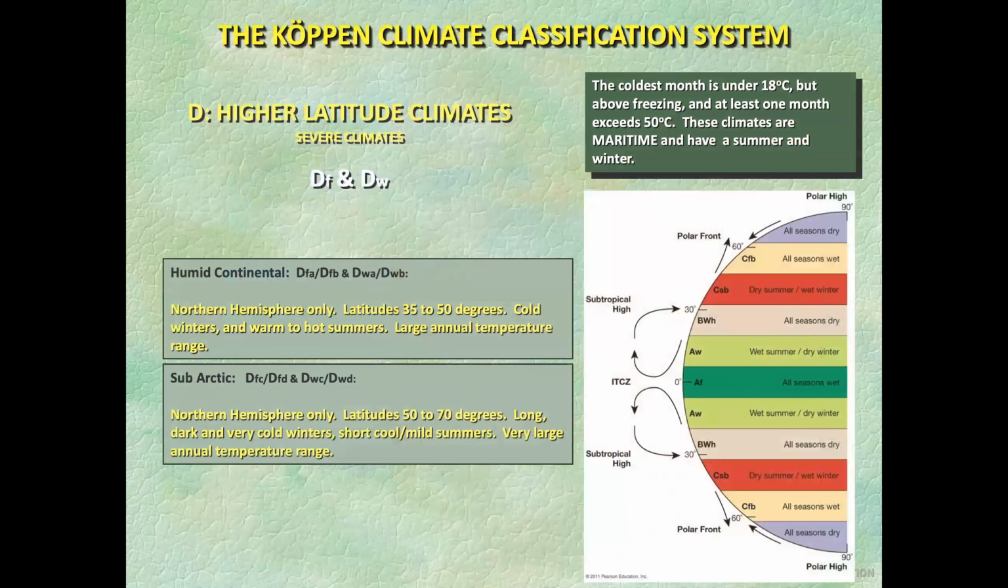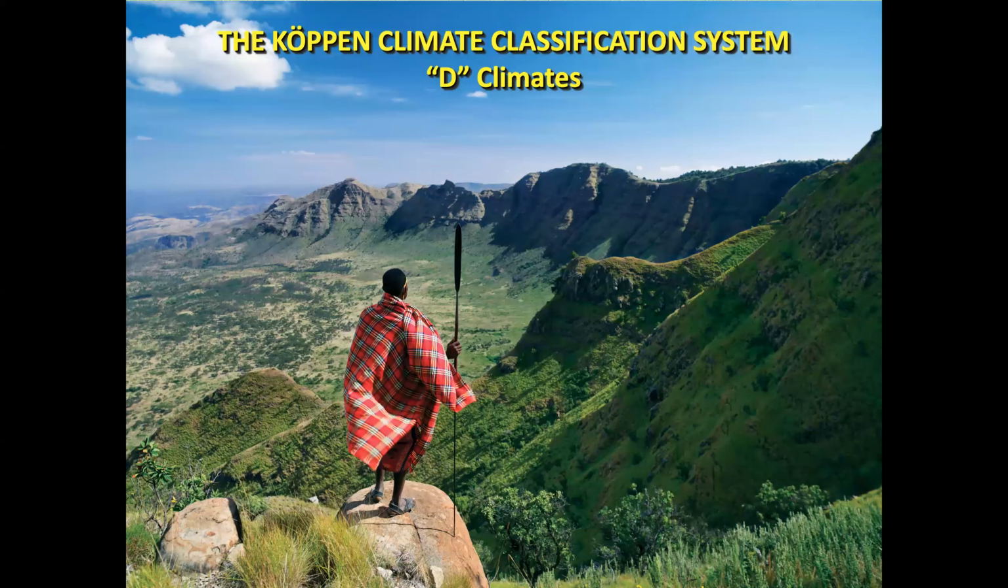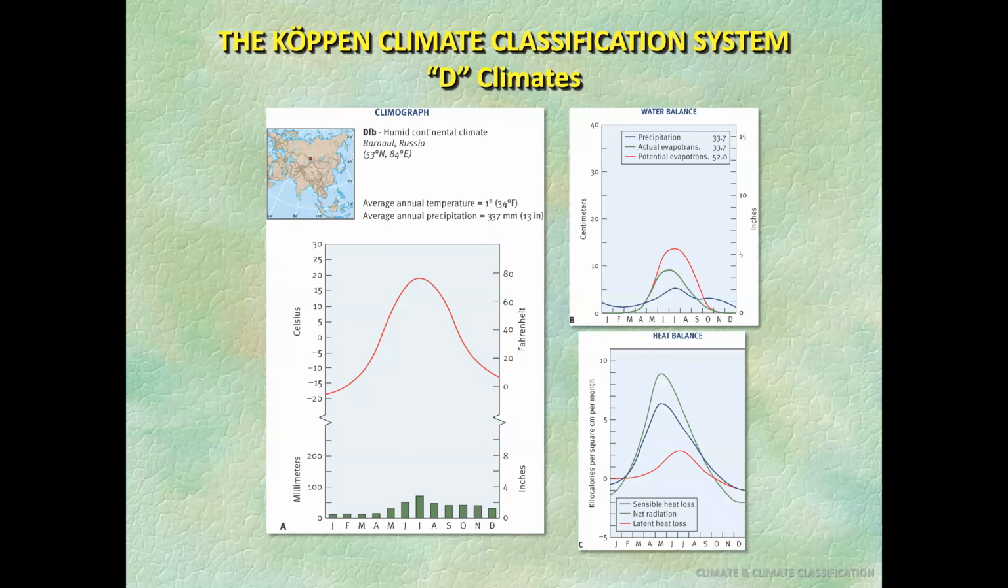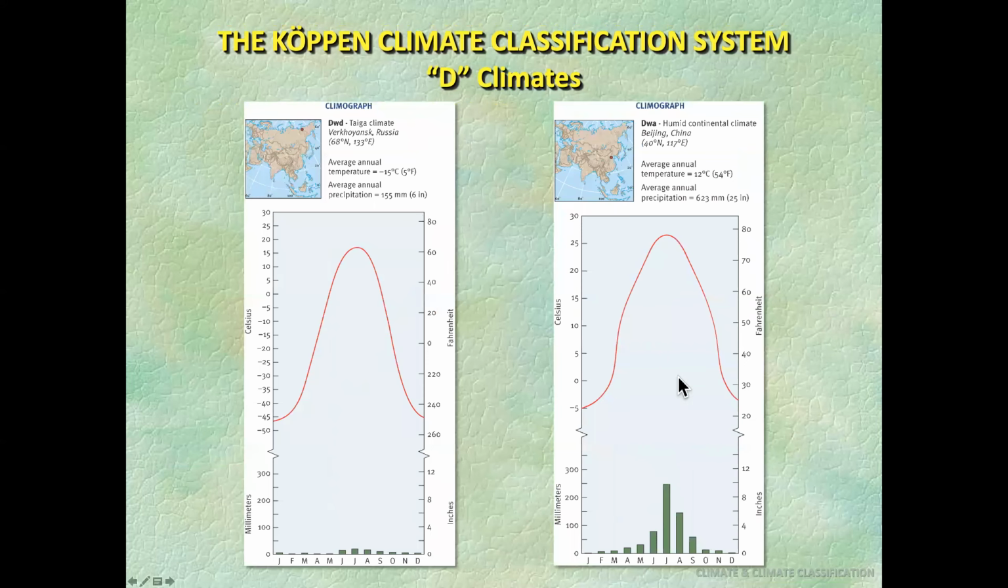D climates are considered severe climates. That means summers are hot, but winters are really, really cold. So think about the middle of Alaska, the middle of Canada, Russia, Northern Europe. So again, look at the big difference between the low and the high in terms of temperature. Notice these big differences. This would be Beijing. This would be that city we talked about earlier called Verkhoyansk in Russia, way up north.